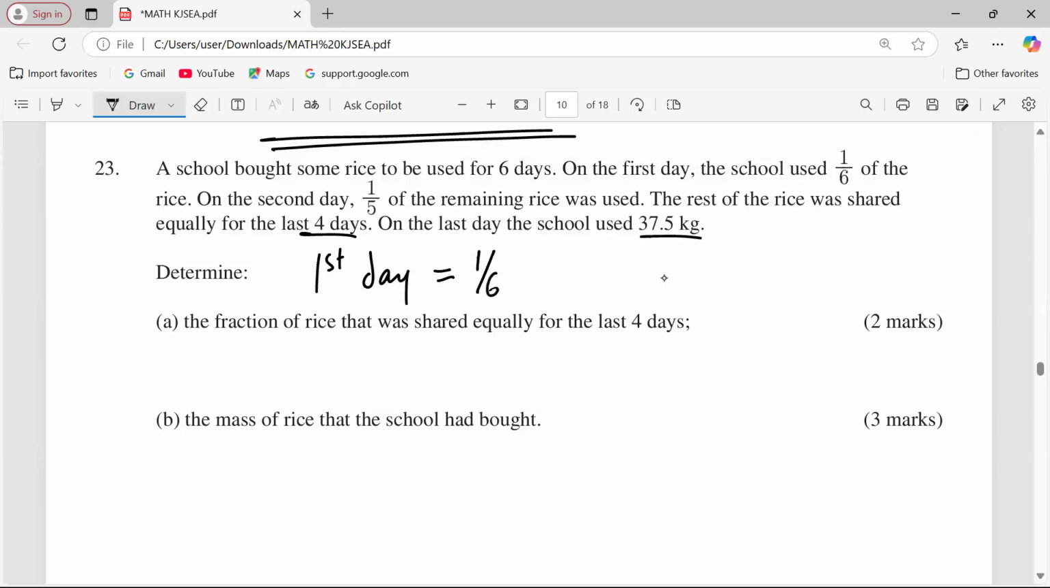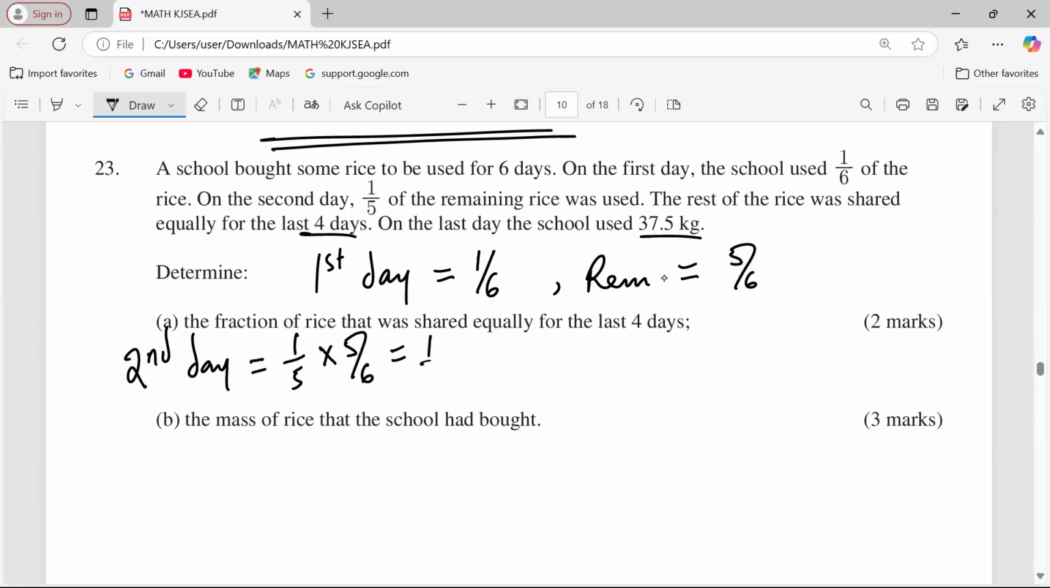The school used a sixth. What remained after this use is 5 out of 6. But now on the second day, the school is going to use a fifth of what had remained. So this will still be a sixth. So on the second day, we are spending a sixth again.